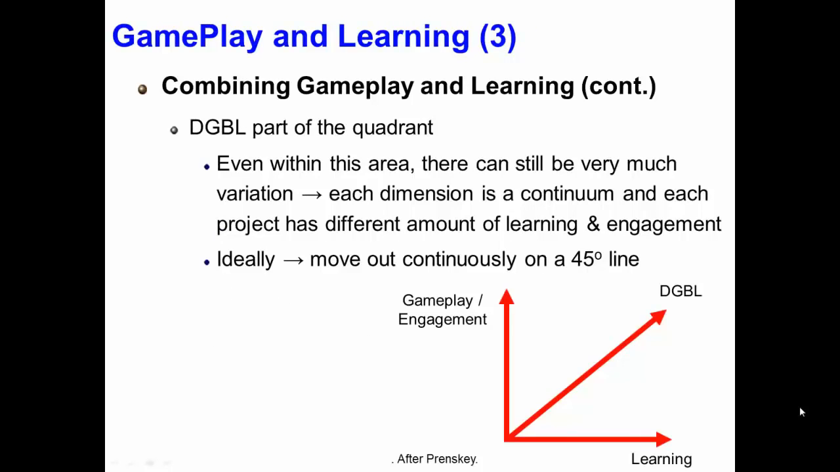However, as Mark Prensky points out, even within the digital game-based learning quadrant, there exists plenty of variation. Each dimension within that quadrant can be seen as a continuum, and each project or application has a different amount of both learning and engagement. Ideally, you want to move out continuously on a 45-degree line, balancing gameplay and learning. Or in other words, as gameplay and engagement increases, so does learning. Although there may be reasons in a given situation to provide a greater emphasis towards one or the other side, so towards more gameplay or towards more of the learning.